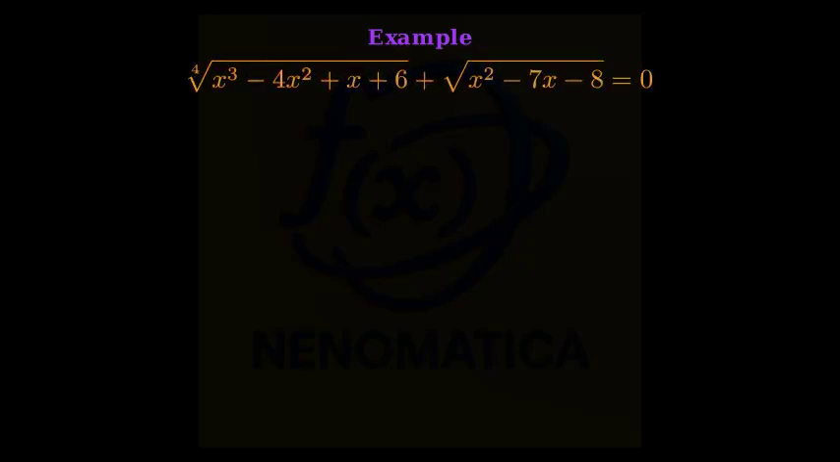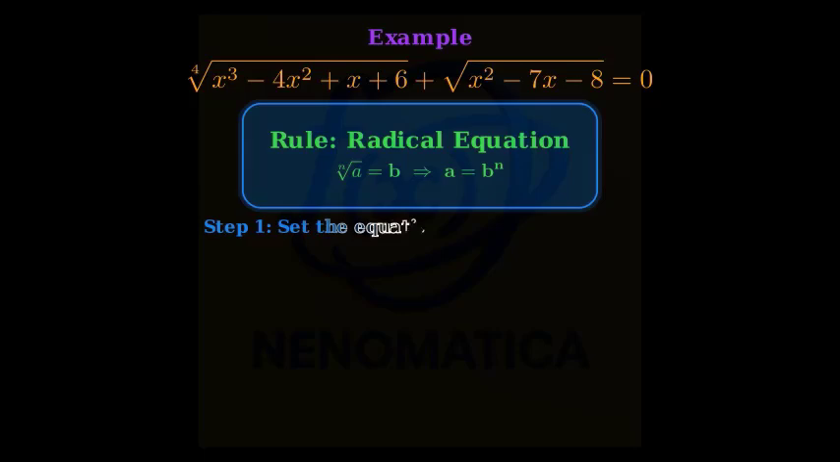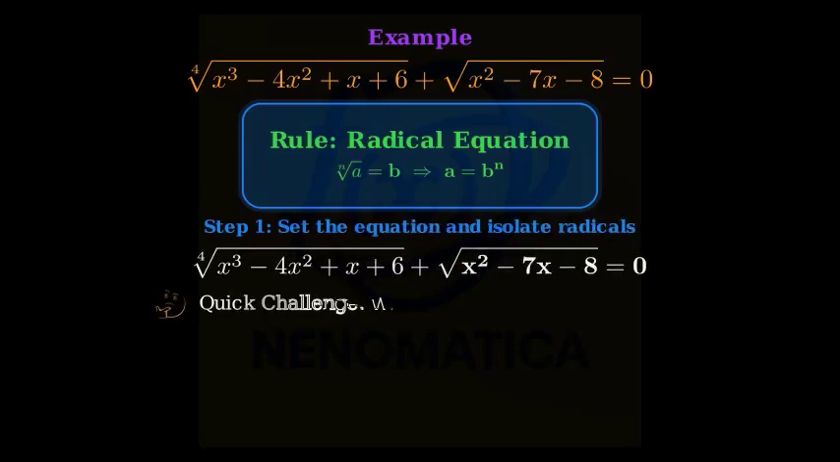The fourth root of x cubed minus 4x squared plus x plus 6 plus the square root of x squared minus 7x minus 8 equals 0. Step 1. Set the equation and isolate radicals. Both radicals are already isolated on the left side.